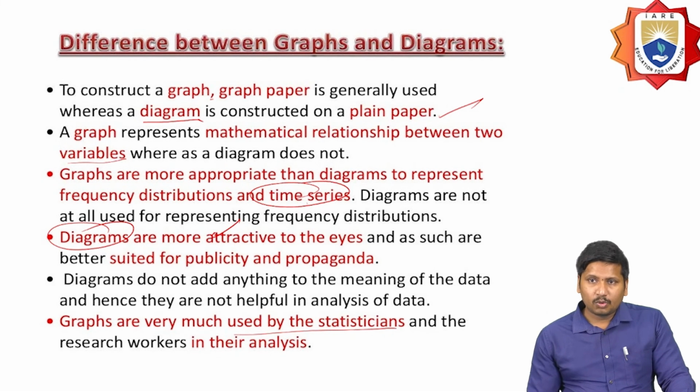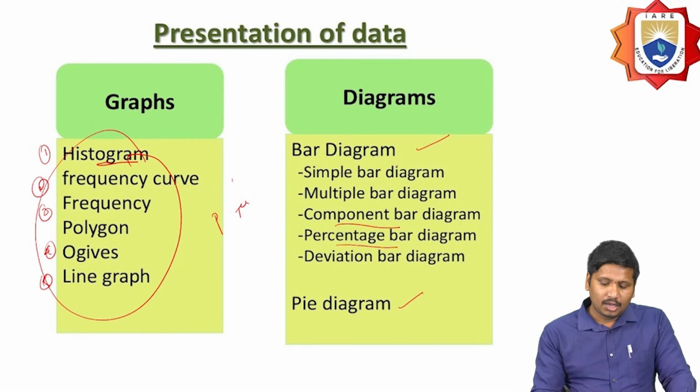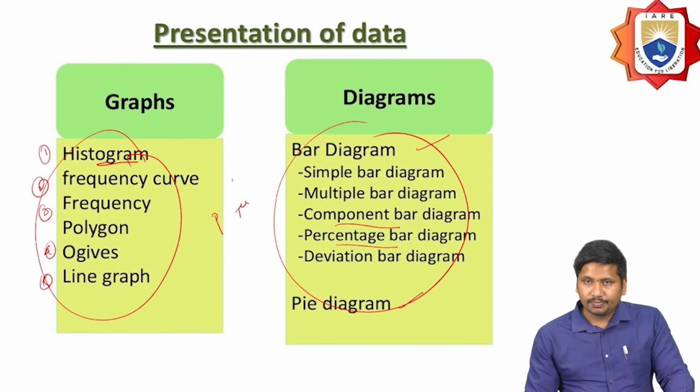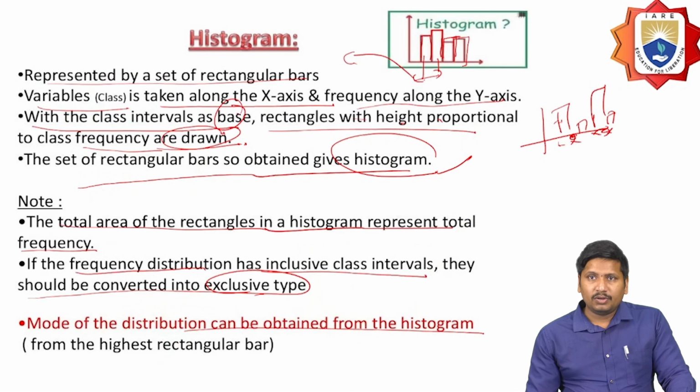Most graphs are used by statisticians and research workers in their analysis. Some examples of graphs are the histogram, frequency curve, frequency polygon, ogives, and line graphs. In the next video I will explain the diagrams for presenting data: the bar diagram, simple bar, multiple, composite, percentage, deviation bar, and then the pie diagram. The graph types are the bar graph, line graph, ogive, etc.